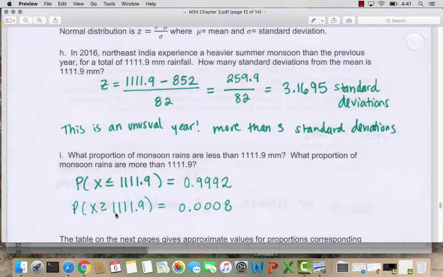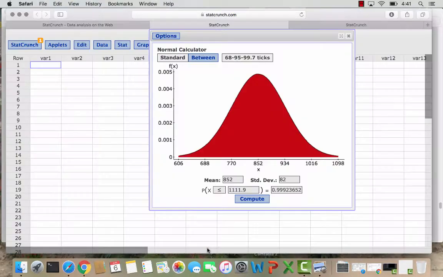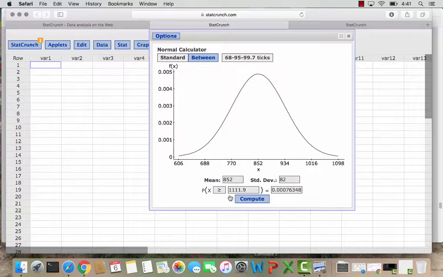And then if we want to know, well, what percent are greater than 1,111.9 millimeters, you can use the complement. You can see, oh, 1 minus 0.9992 is 0.0008, or you can go check just by clicking here and switching the direction of the inequality, and we see 0.00076 is going to round up to 0.0008.